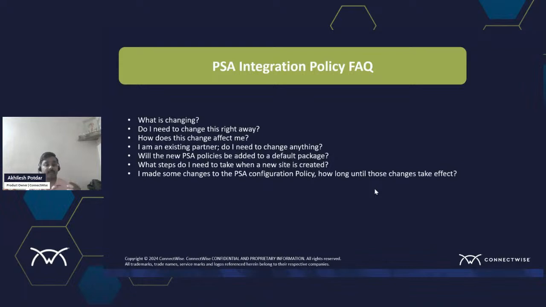I had made some changes to a PSA configuration policy. How long until those changes take effect? As soon as you make changes to your PSA policies, they will immediately get applied to the respective sync entities. So in case you made some changes in the ticket sync configuration, those settings will be effective immediately. You will be able to observe changes in the sync mechanism based on the configurations that you make.